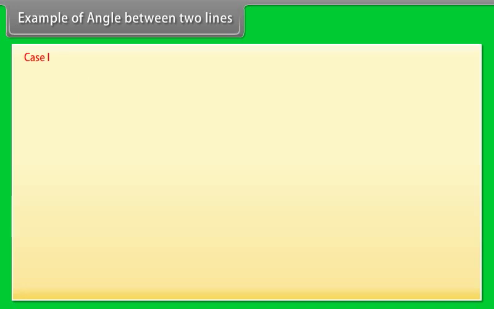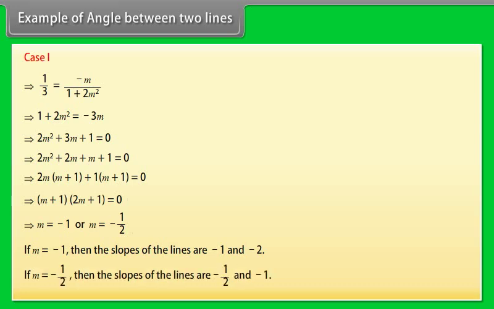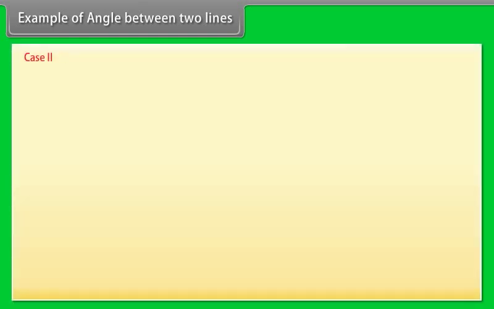Case 1. 1/3 = -m/(1 + 2m²). On solving, we get m = -1 or m = -1/2. If m = -1, then the slopes of the lines are -1 and -2. If m = -1/2, then the slopes of the lines are -1/2 and -1.